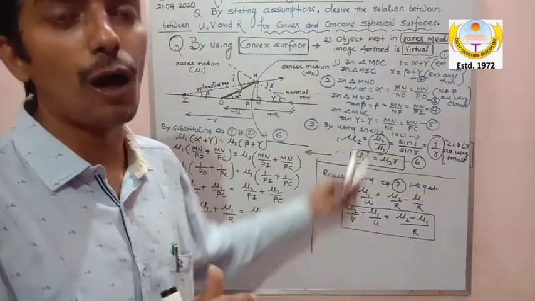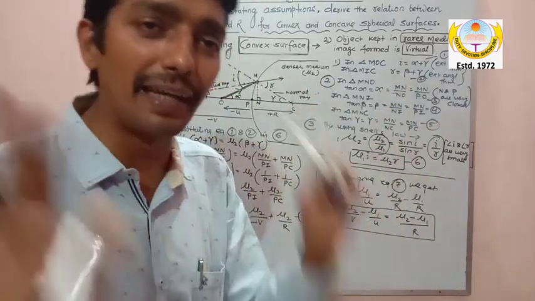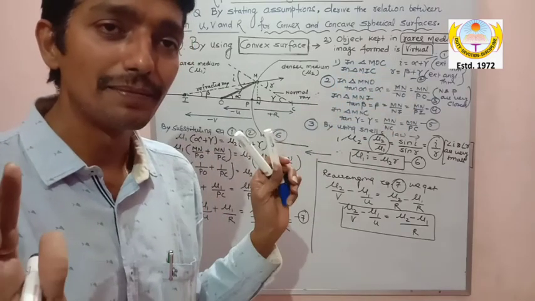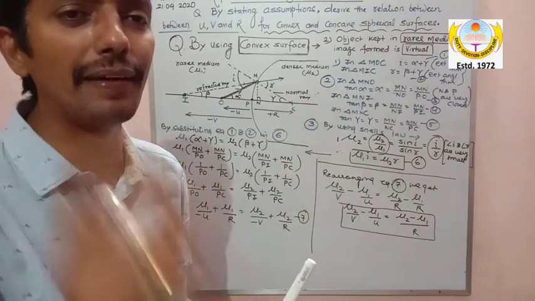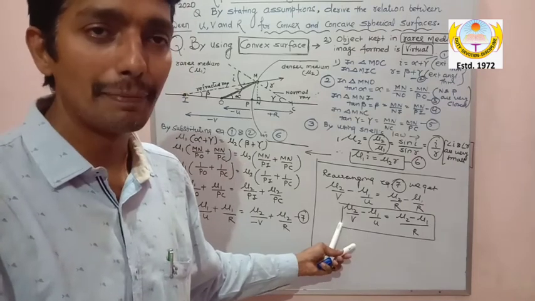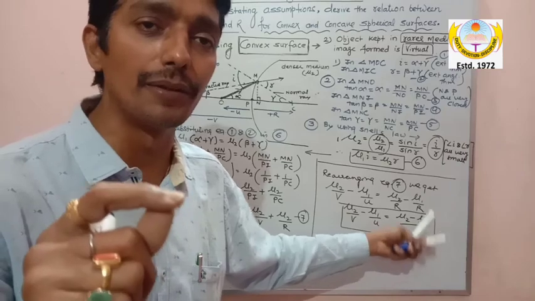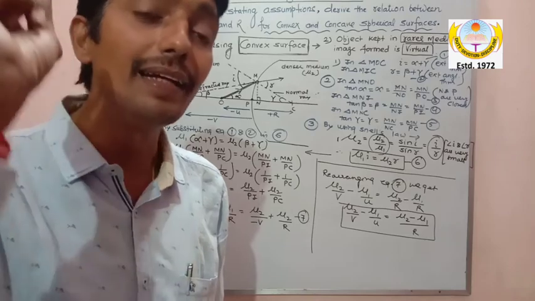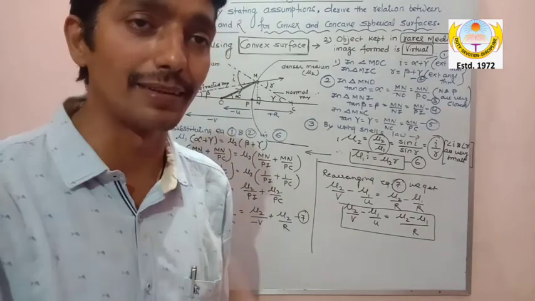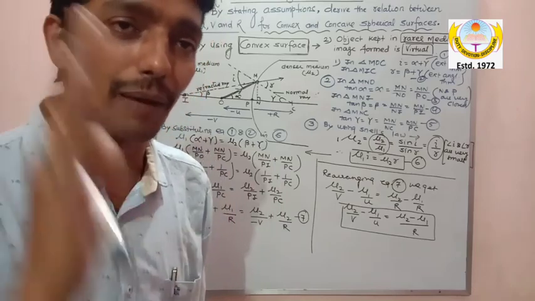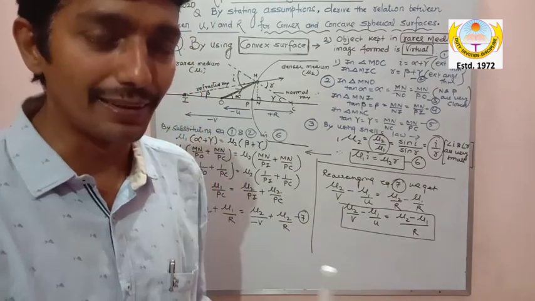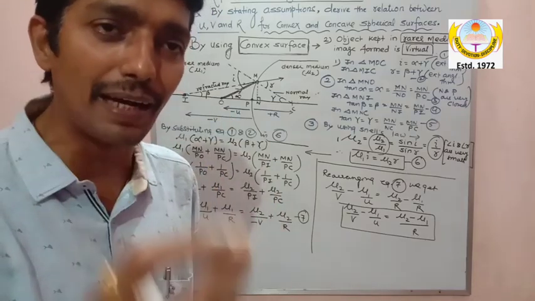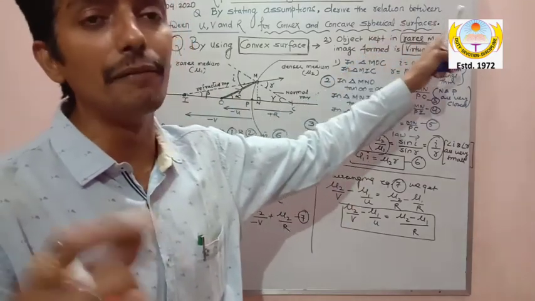One is for an object kept in the rarer medium, any spherical surface. It can be concave, convex, the image can be real or virtual. The important thing is that the object is kept in the rarer medium, one formula, that is mu2 by v minus mu1 by u is equal to mu2 minus mu1 by r. This is the only formula for an object kept in the rarer medium. Please make a note of this. Whether it is concave or convex, it doesn't make a difference. Whether it is a real image or a virtual image, it doesn't affect the formula. The formula is affected by the term: object kept in which medium.